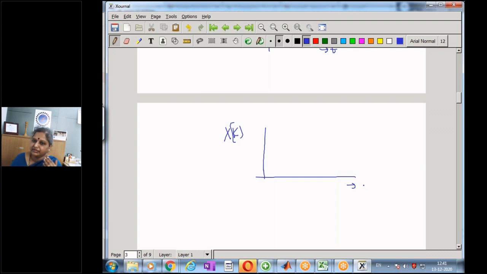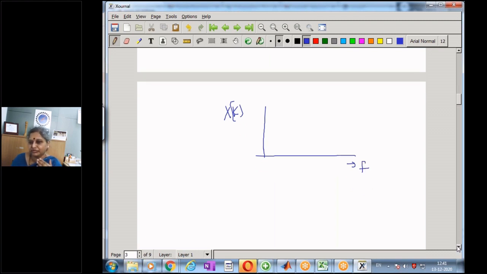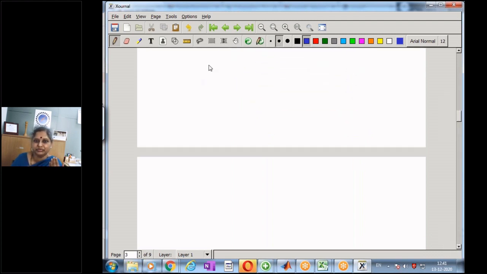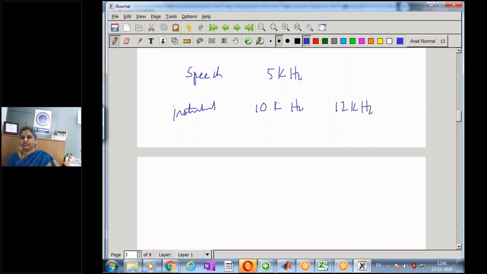We found that human speech, though we took just one sample, typically goes up to around 5 kilohertz. We speak up to around 5 kilohertz, whereas instruments can go even up to 10 or 12 kilohertz. Instruments can give me up to 10 or 12 kilohertz, and we can hear them, but we cannot produce them.